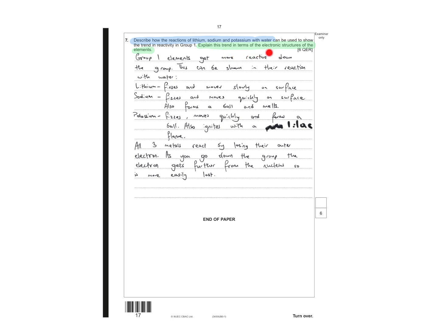Now I'm going to explain in terms of electronic structures of the elements. What we've got to remember, they're all in group 1. So all 3 metals react by losing their outer electron. And as you go down the group, the electron gets further from the nucleus, so it's more easily lost.